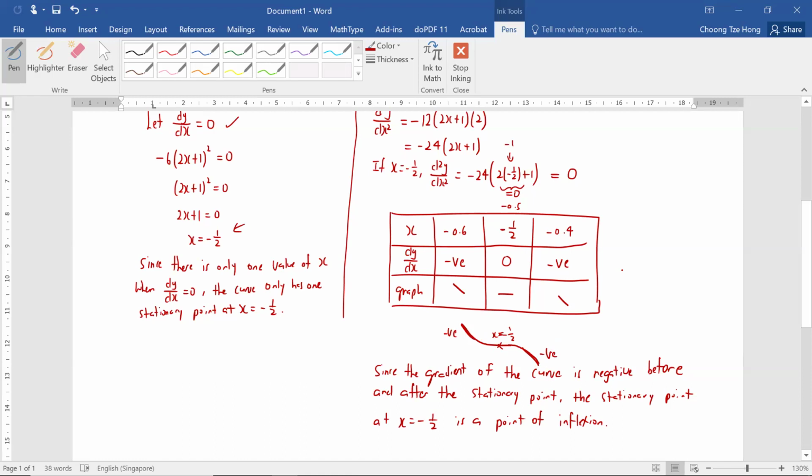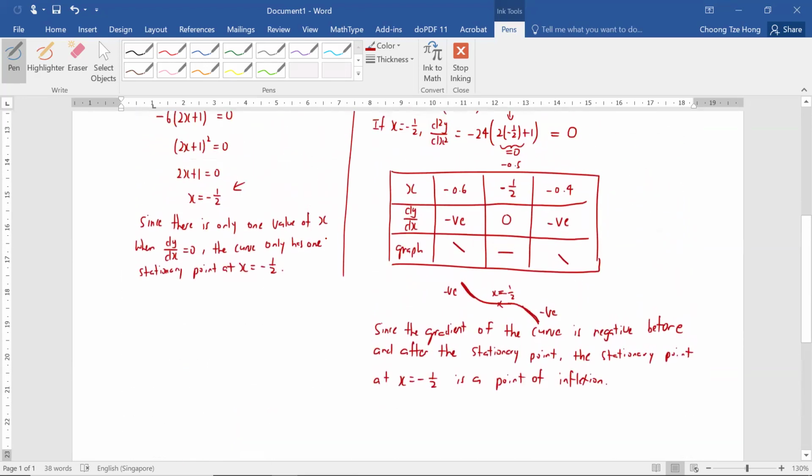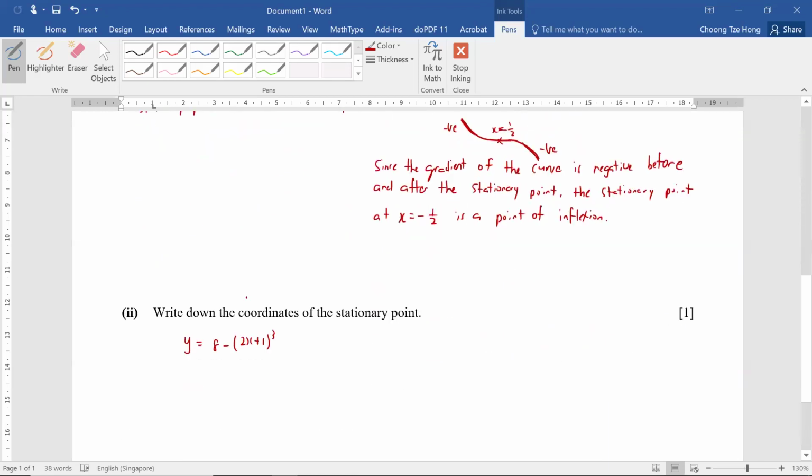Then there's a second part to this question. It's very easy. Write down the coordinates of the stationary point. The equation of the curve is 8 minus (2x plus 1) cubed, right? At the stationary point, x equals -half, correct or not? So if we sub -half inside here, you have 2 times -half, which is -1, plus 1. So this term is going to be equal to 0. So 8 minus 0 cubed will be 8. So y is going to be 8.